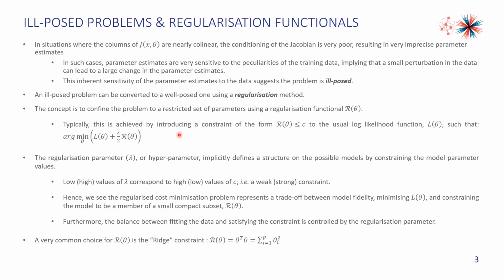Hence, we can see that the regularized cost minimization problem represents a trade-off between model fidelity, which is expressed in terms of minimizing the negative log likelihood, and constraining the model to be a member of a small complex subset of the parameter space R theta. Further, the balance between fitting the data and satisfying the constraint is controlled entirely by the regularization parameter. A very common choice for the regularization functional is the ridge constraint, which is essentially the sum of the squares of the individual parameters to be estimated.